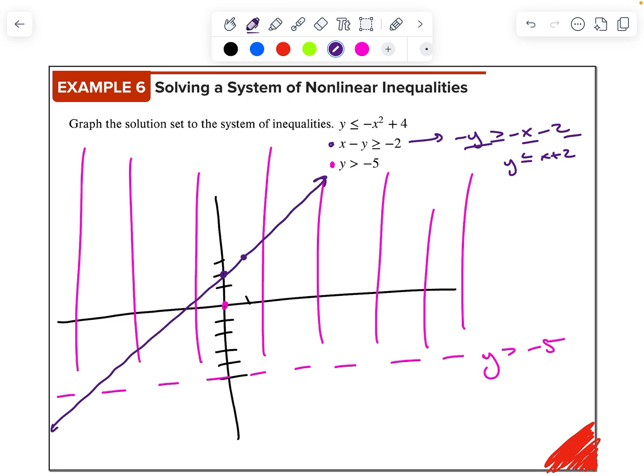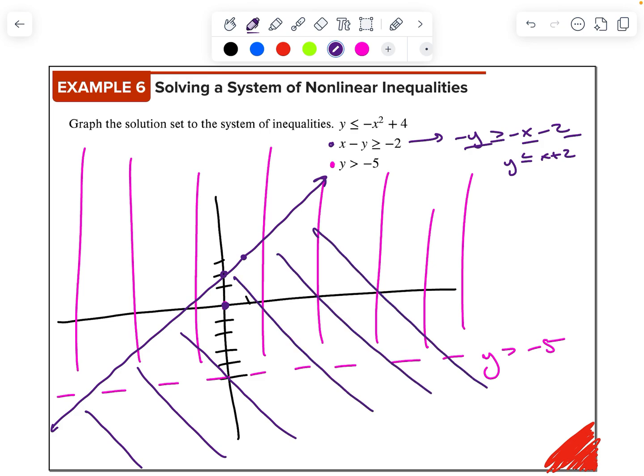And I can test again the point 0, 0. And 0, 0 does work. And so anything now that's below this is getting shaded in purple. So now I have a wedge. You see this wedge. I'm going to highlight this wedge for you. This wedge right here. This is what we're looking at so far. We still have one more equation to graph.